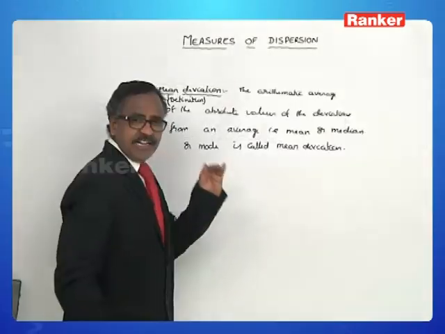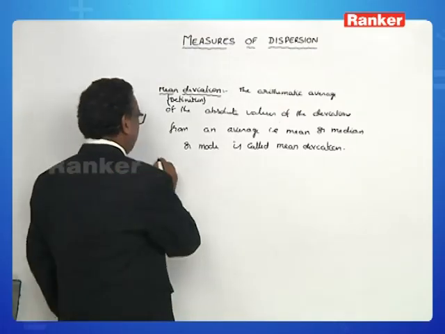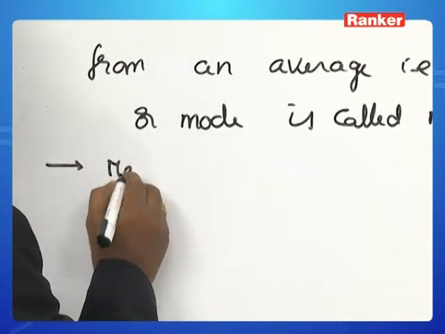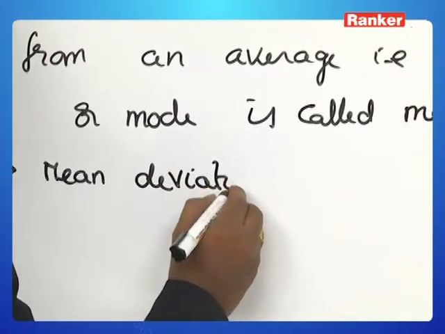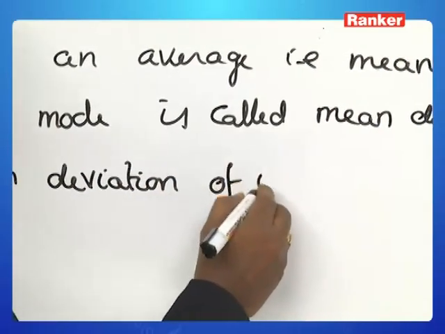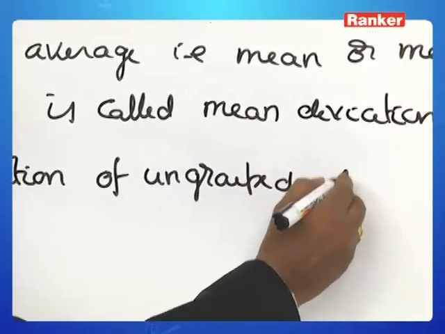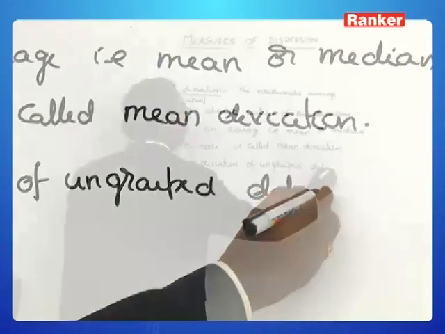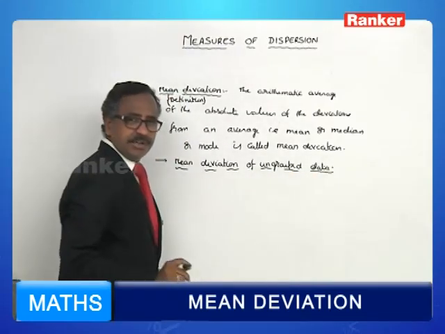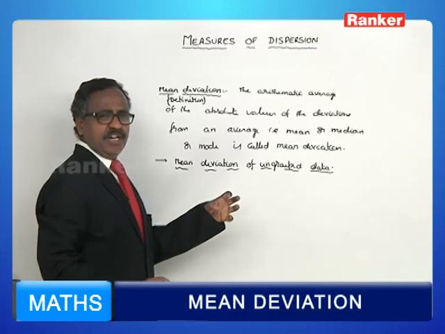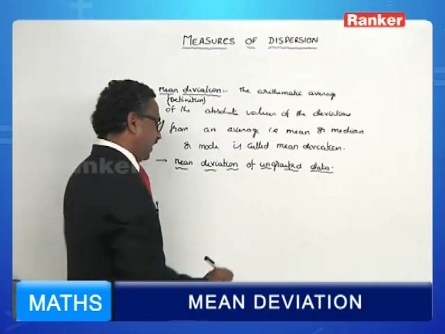Now, how to find the mean deviation? Mean deviation can be found for ungrouped data. So, we are finding mean deviation of ungrouped data. Ungrouped data means they will give the values, variates are given to you. Using the variates, we should find out the mean, arithmetic mean or the median or mode, whichever is required.